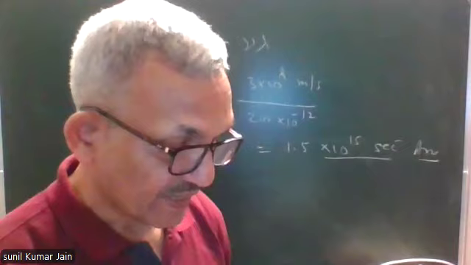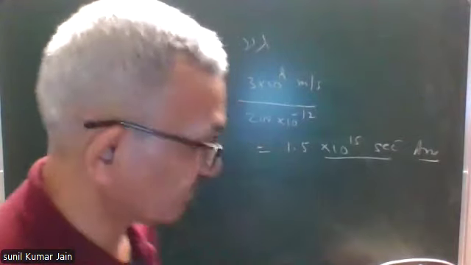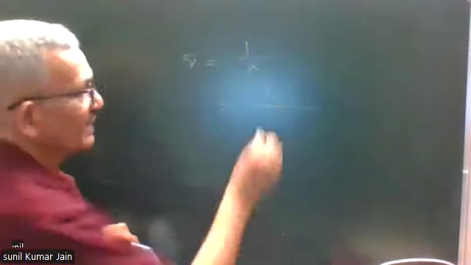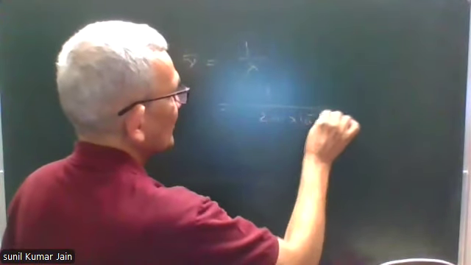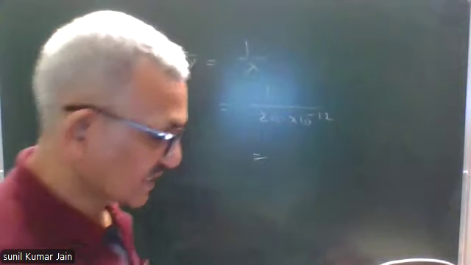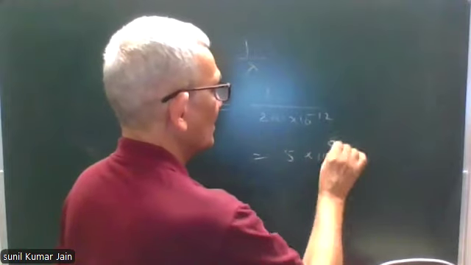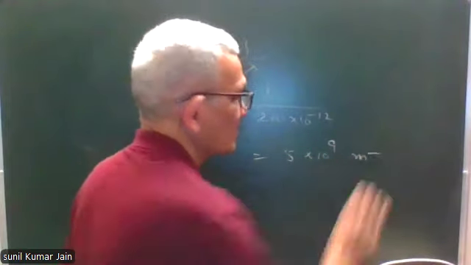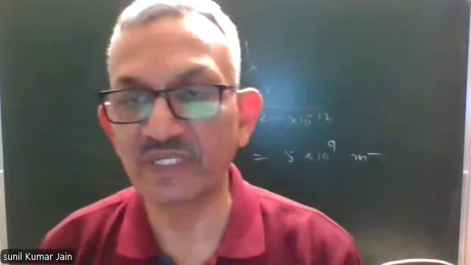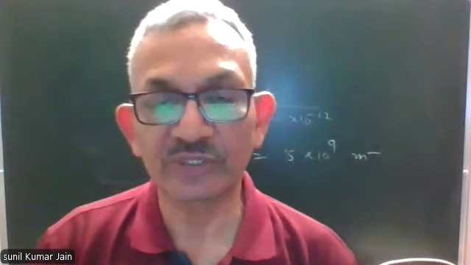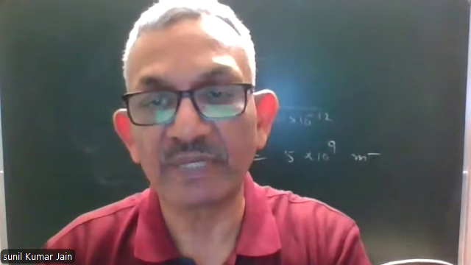Third part of the numerical is we have to calculate wave number. Last time we told you wave number is equal to 1 by lambda. Lambda is 200 picometers. This will be the third answer, that is 5 into 10 to the power 9 meter inverse. Meter inverse will be the unit. So with that, we finish what you call black body radiation.